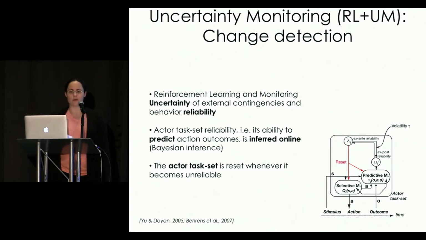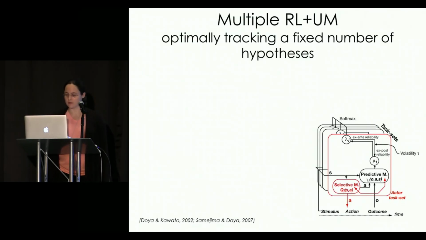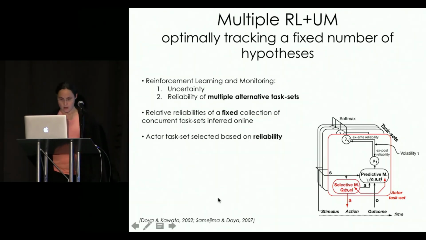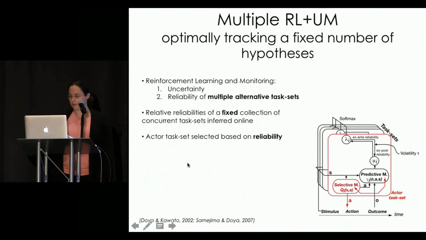So instead we said, well, we need to have the ability to monitor multiple task sets in parallel. We could have a fixed number of hypotheses about different rules that are useful in this environment, and simply monitor their reliability online, and use this reliability to arbitrate both learning and decision-making. This is inspired by multiple model-based reinforcement learning by Doya and Kawato. And so the actor set is selected based on the reliability.